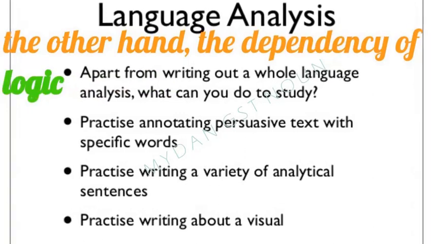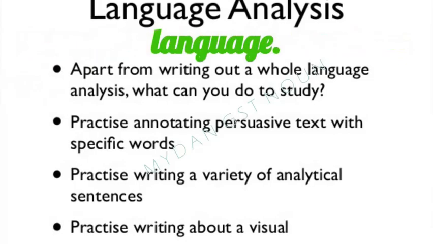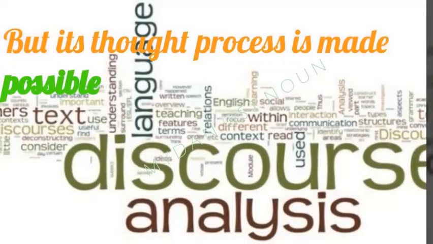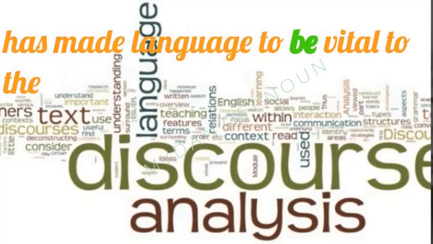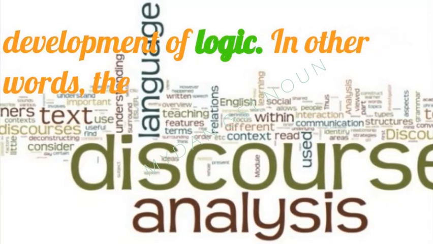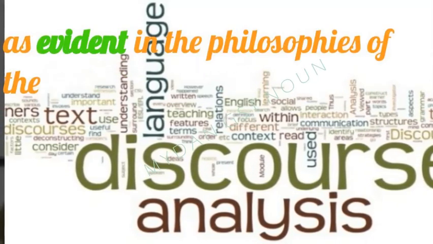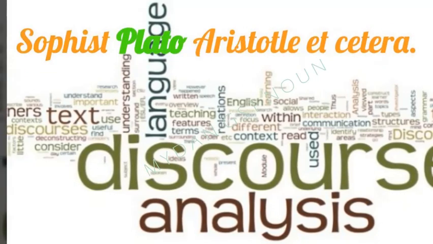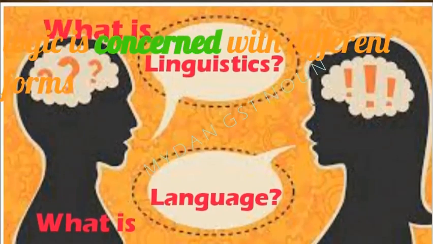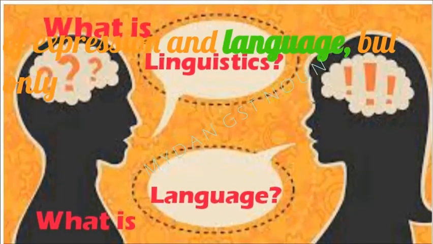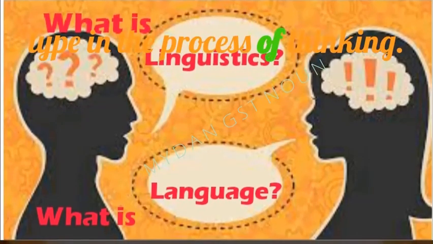The dependency of logic and language on each other is reciprocal, as thought is believed to be prior to language, but its thought process is made possible through embodying itself in language. This has made language vital to the development of logic. In other words, the mastery of language enhances logical discussions, as evident in the philosophies of the sophists, Plato, Aristotle, etc. It is important for you to note that logic is concerned with different forms of expression in language, but only insofar as they embody differences of type in the process of thinking.